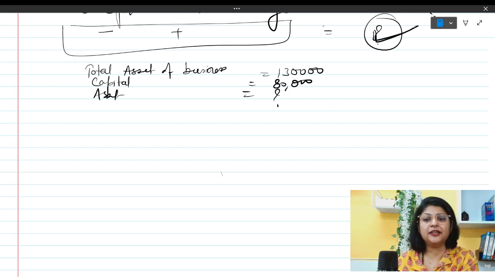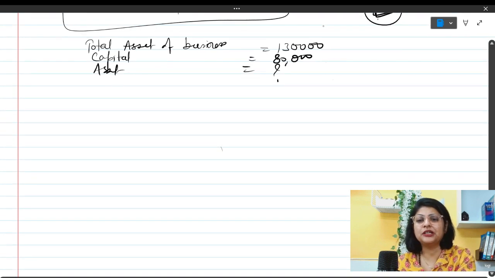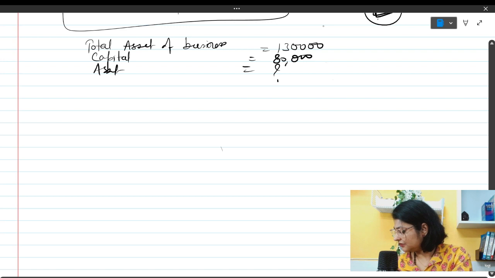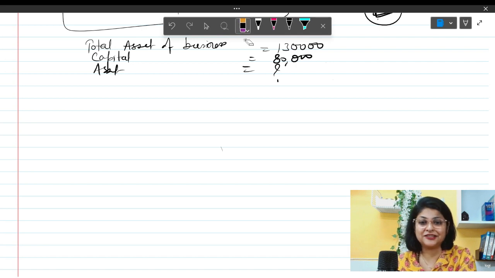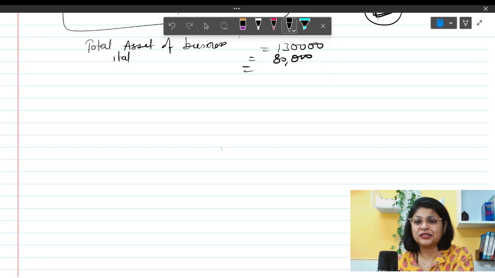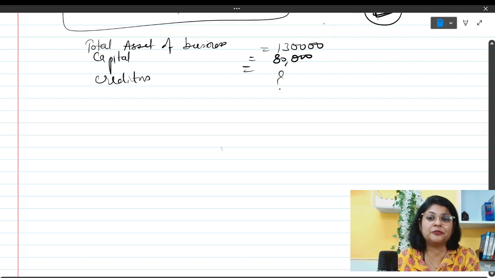So you have to write down the accounting equation in this question. Calculate creditors. Sorry, they are asking us calculation of creditors. I just realized that total assets of business is already given to us. This was capital. They are asking us to find out creditors, or in short I can say they are asking us to find out the liability, because creditors are nothing but liability.